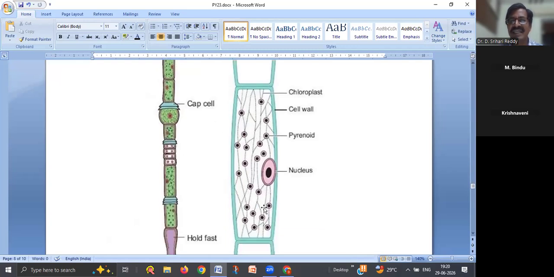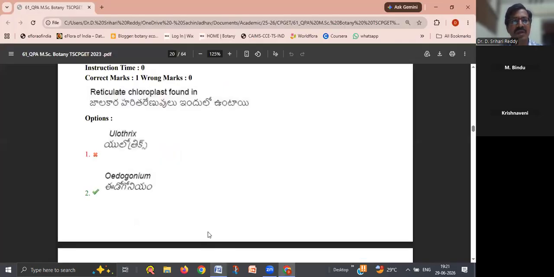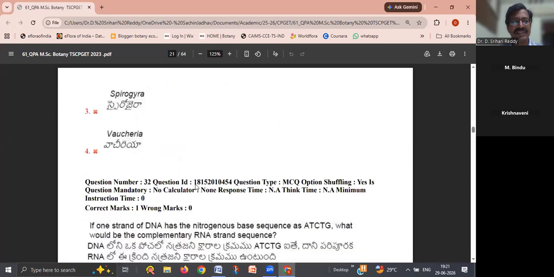In the cell, we see the nucleus, a single nucleus. Here you see the chloroplast in the reticular form. In the reticulate chloroplast, pyrenoids are also present. Pyrenoids store the food in the form of starch. So this is all about Oedogonium. So the right answer is reticulate chloroplast is found in Oedogonium. That is the right answer.